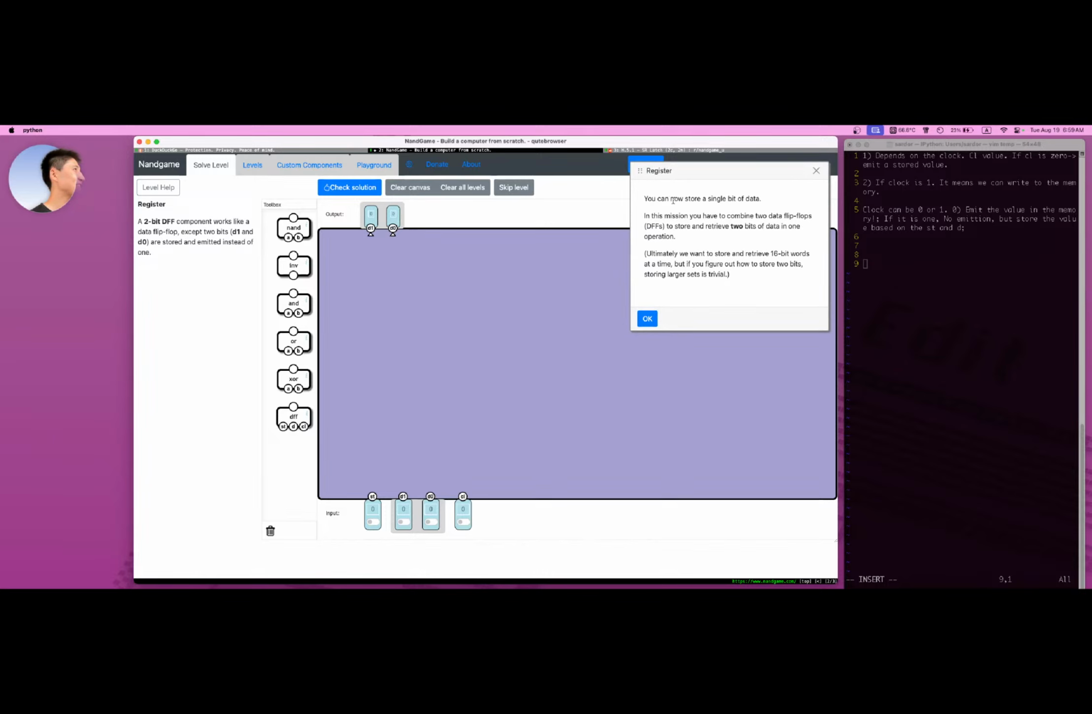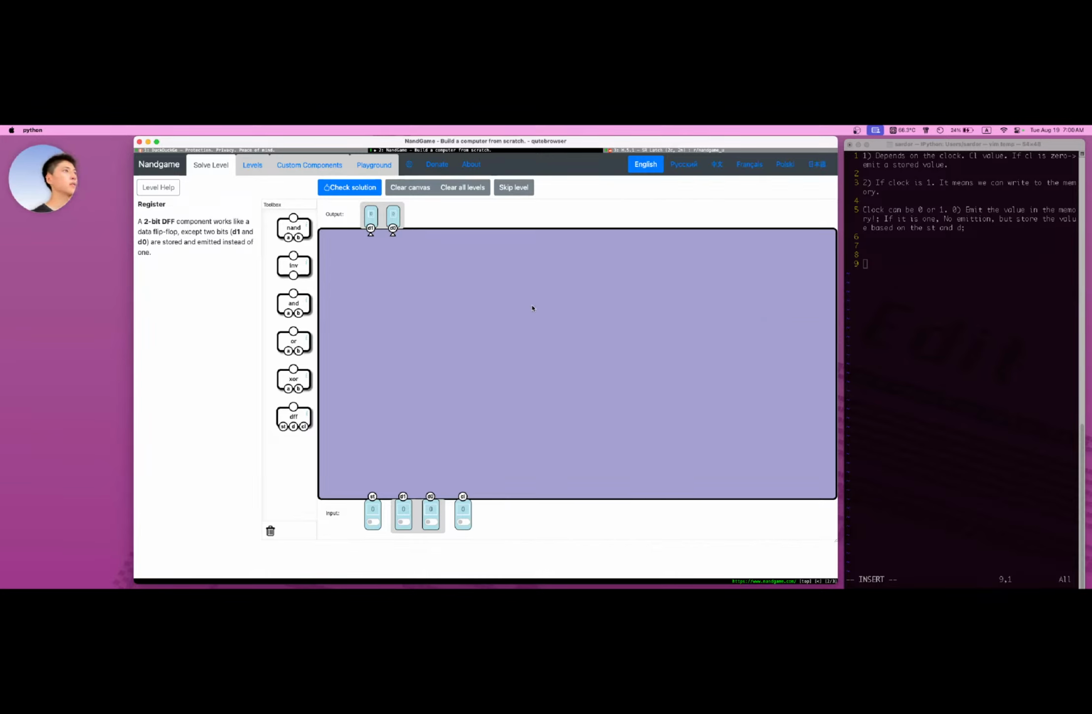Sorry. So you can now store a single bit of data. In this mission, you have to combine two data flip-flops, DFFs, to store and retrieve 2 bits of data in one operation. Ultimately, we want to store and retrieve a 16-bit word at a time, but if you figure out how to store 2 bits, storing larger sets is trivial. Trivial stands for it's easy, it's straightforward.